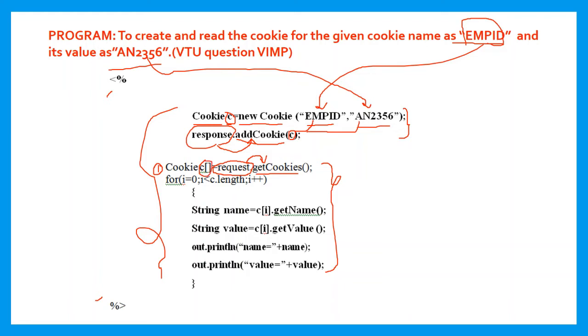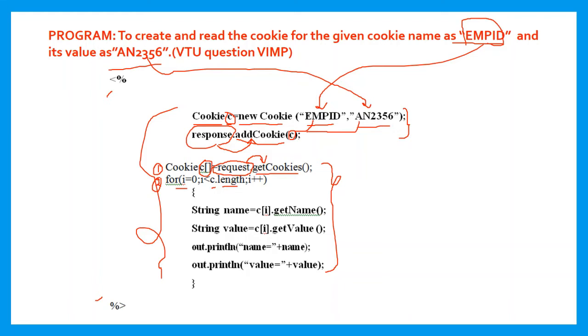Now I want to print the result on the browser. For that, the second step is we need to find the length of the cookie array. To find the length, we will make use of a for loop, and c is an array of the Cookie class and length is used to find the number of cookies. Now I want to retrieve the cookie name from the browser.